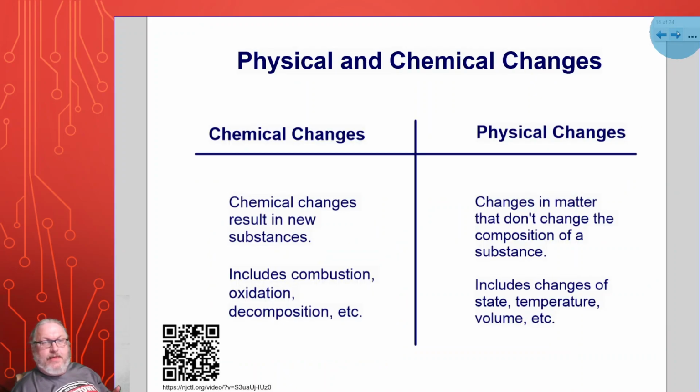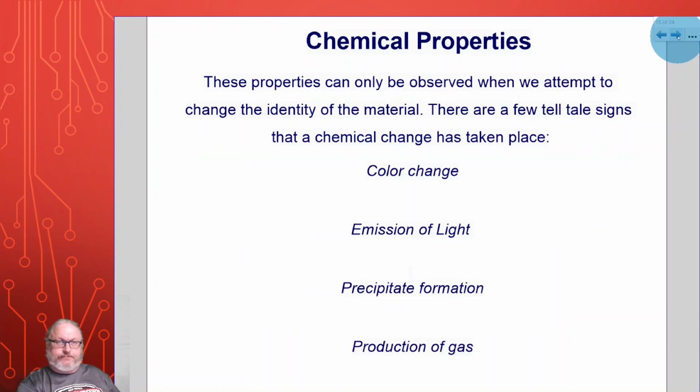Right. So chemical changes result in a new substance. Like if we burn something, we can bust it. We can oxidize something or rust it. We can decompose something, split it apart. Now, physical changes don't change what the substance is. So we can talk about changes of state, changes of temperature. We can heat something up, cool it down, measure the volume, so on and so forth. That's the physical change. Right? We're not really changing what it is.